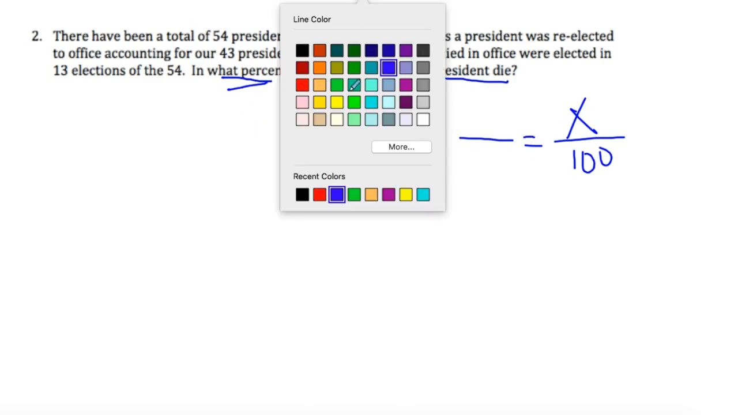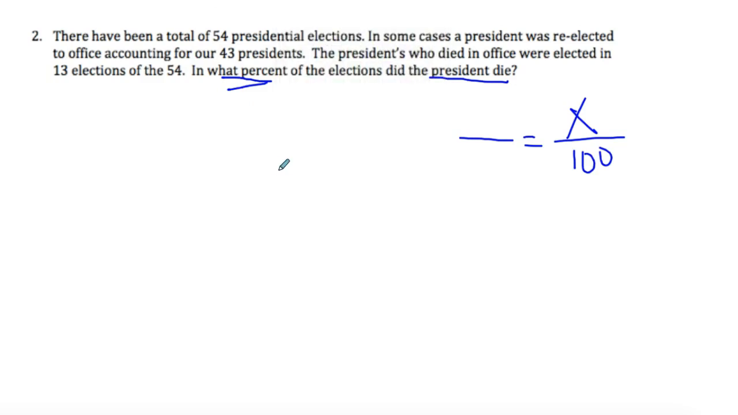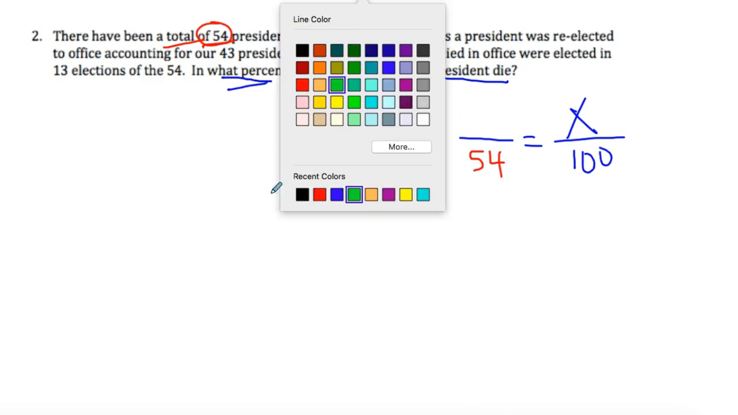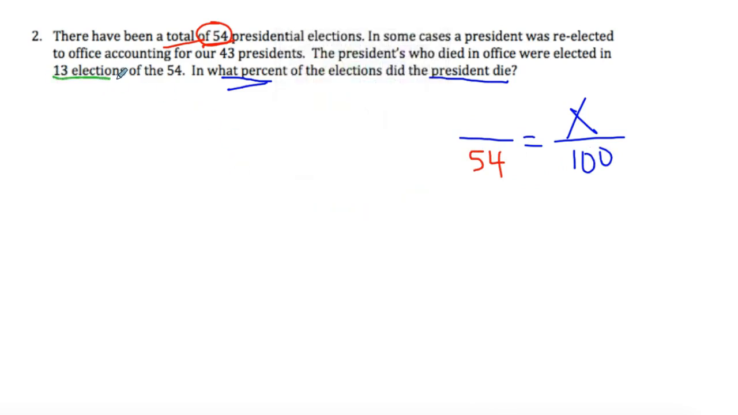All right, so let's start at the top, making sure we pay attention to important stuff. There have been a total of 54 presidential elections. In some cases, the president was re-elected to the office, accounting for 43 different presidents. The presidents who died in office were elected in 13 of the 54. Okay, so we can see that this of is our total. So the total amount is 54. Of those 54, 13 died. So that's the part.